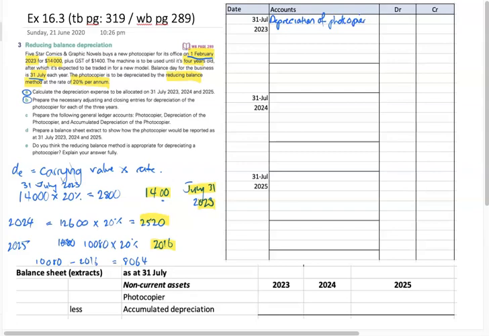And for 31st of July, you can see the date's already there. It is $1,400. We also have a credit, and this is accumulated depreciation. Now I'm going to do a few little abbreviations here of photocopier.